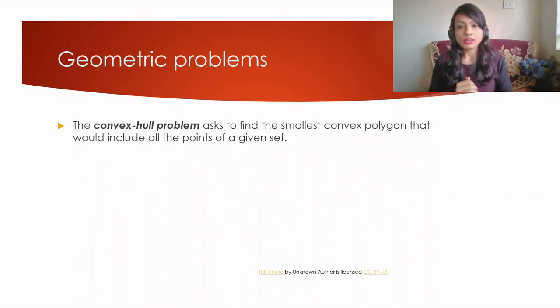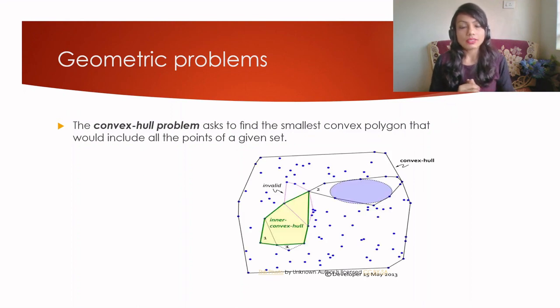Next, one more geometric problem is the convex hull problem. It asks us to find the smallest convex polygon that would include all the points in the set. So earlier we were only finding the closest pair of points, but here we are finding the smallest convex polygon that includes all the points in the set. Here can you see many points are there. So they have drawn one convex hull. Hope you are clear with the geometric problem.